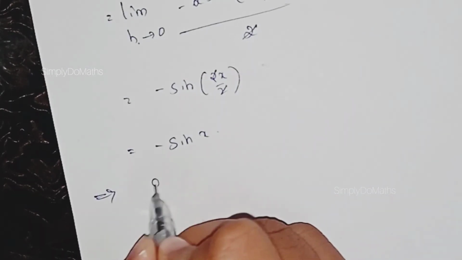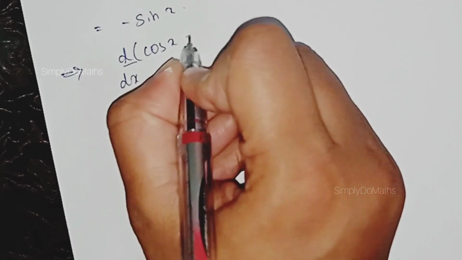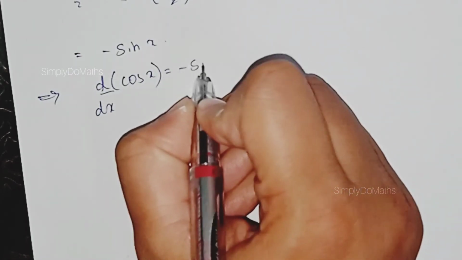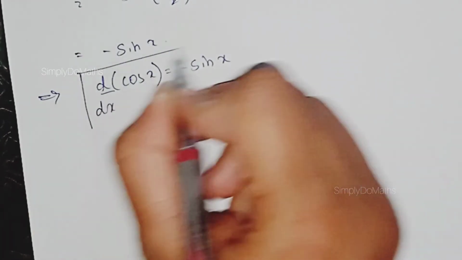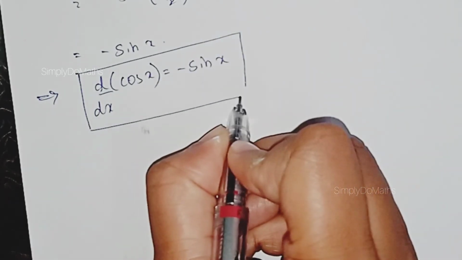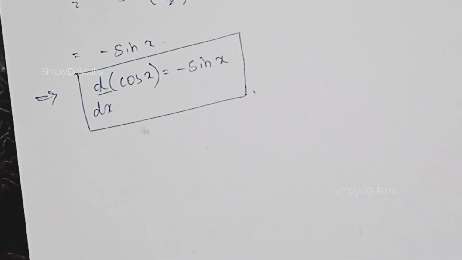Which implies the derivative we are finding, of cos x, right? So d by dx of cos x is equal to minus sin x, which is also one of the important formulas which we will use in our next classes, further classes. Okay, please note this down. Again, we will meet with some more problems in the next class or next video.